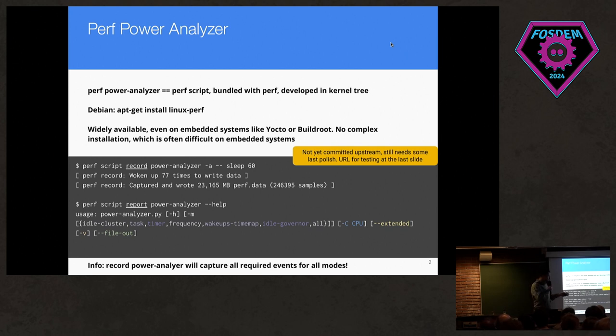How does it work? It's just a record call where you record your workload. Here I record a 1 minute workload on all CPUs. Then you start the report, the power analyzer, and it has different modes. Because I have just 10 minutes, I show one mode here. But there are different modes for different optimizations, analyses, and things.